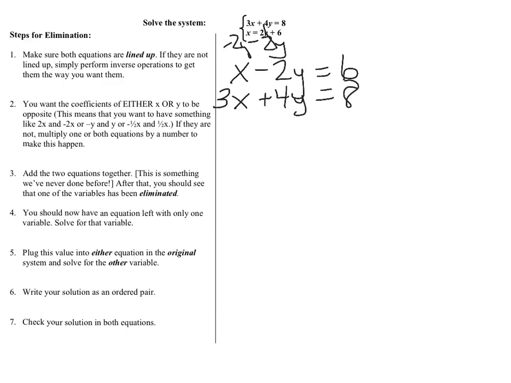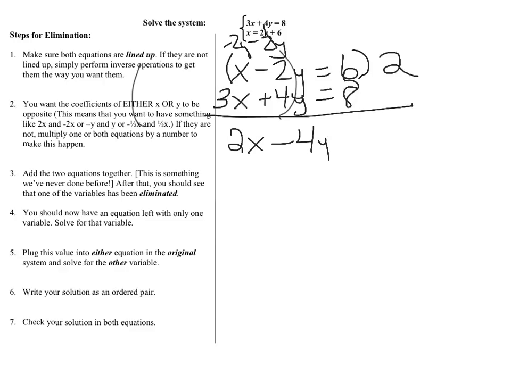So I'm going to take the top equation and I'm going to multiply the entire thing by 2. All right? When I do that, you have to multiply every term by 2. So I'm going to get 2x minus 4y equals 12. And then I'm going to rewrite the other one right underneath it. 3x plus 4y equals 8.